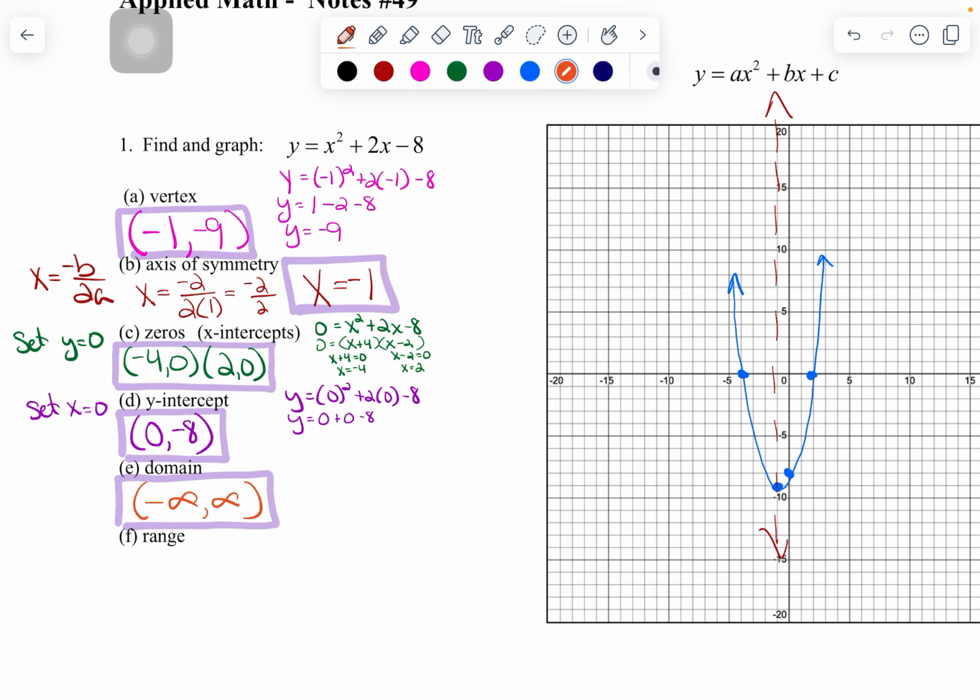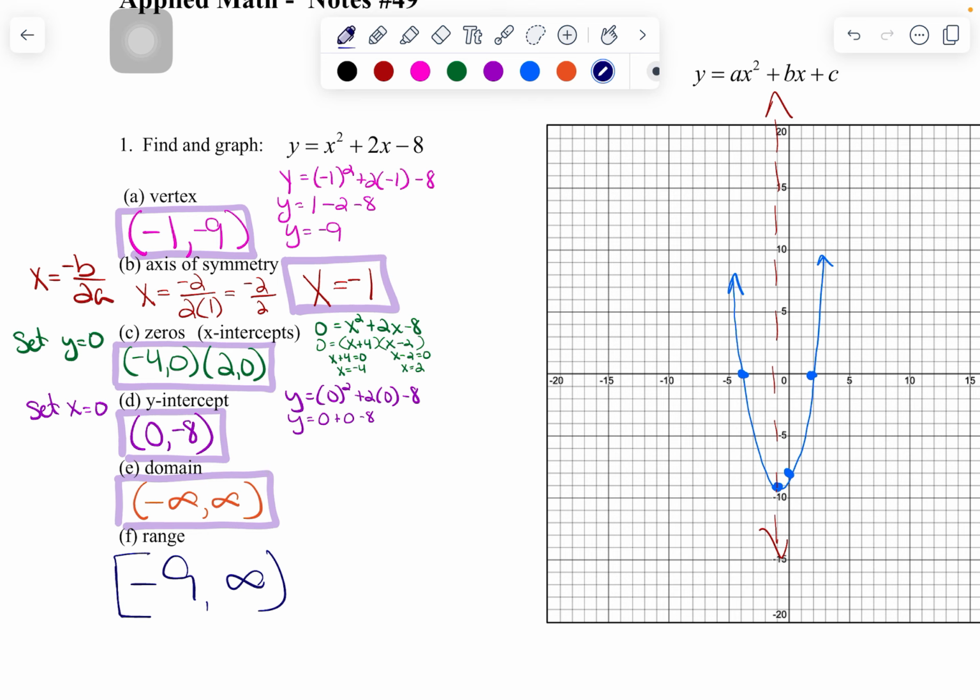Range are your possible y values, the outputs for the function. So while we can put everything in for x, you do not get everything out for y. And the boundary point is going to be your vertex right here. In this case, your vertex is a low point. This is the lowest your graph will ever get to. So for your range, -9 is the lowest value. And then how high does this graph go? It goes to infinity. So we would talk about -9 to infinity.